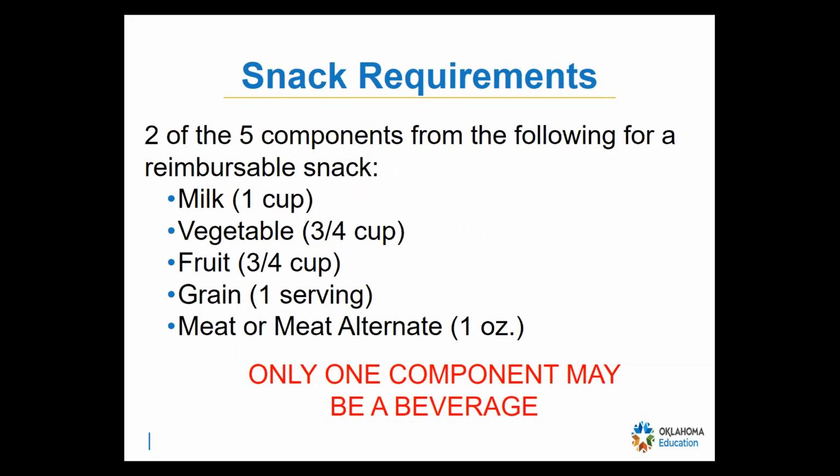It can be milk, vegetable, fruit, grain, or meat alternate. You can only have 1 beverage if you do serve a beverage. So it can't be like milk and juice. And you don't have to serve a beverage. You can just say you're doing cheese and crackers. You can do stuff like that too. But both programs, those are the components for both.